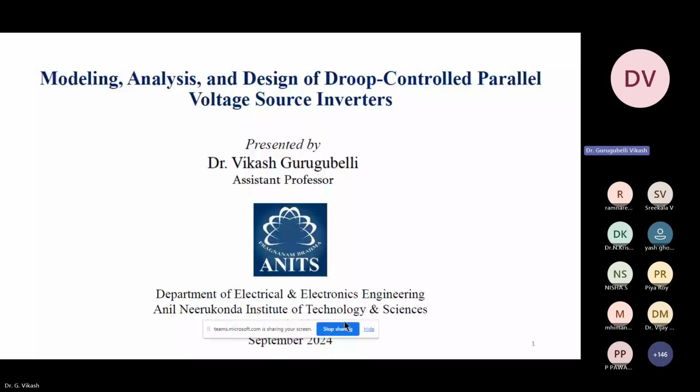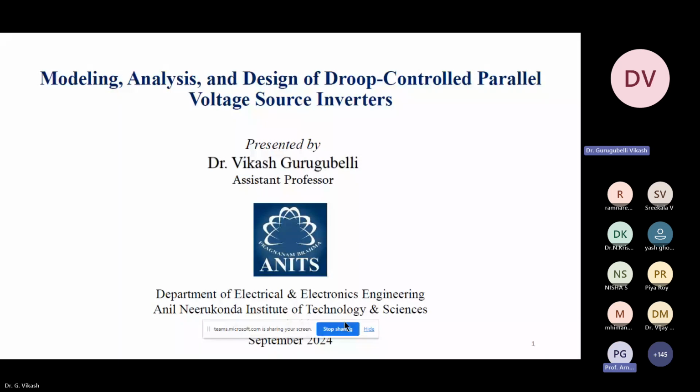And coming to today's topic: modeling, analysis and design of droop controlled parallel voltage source inverters. And not only droop, I will cover some virtual synchronous machine based voltage source inverters and virtual oscillator control based ones. And I will use some artificial intelligence and machine learning based controllers to control the voltage source inverters.